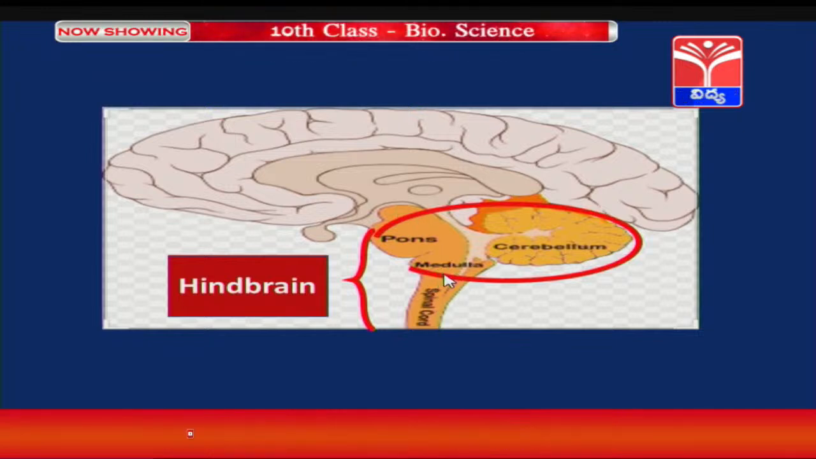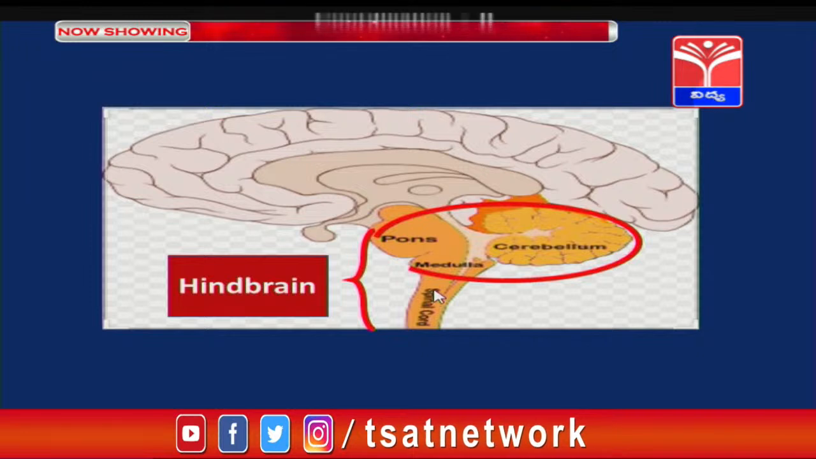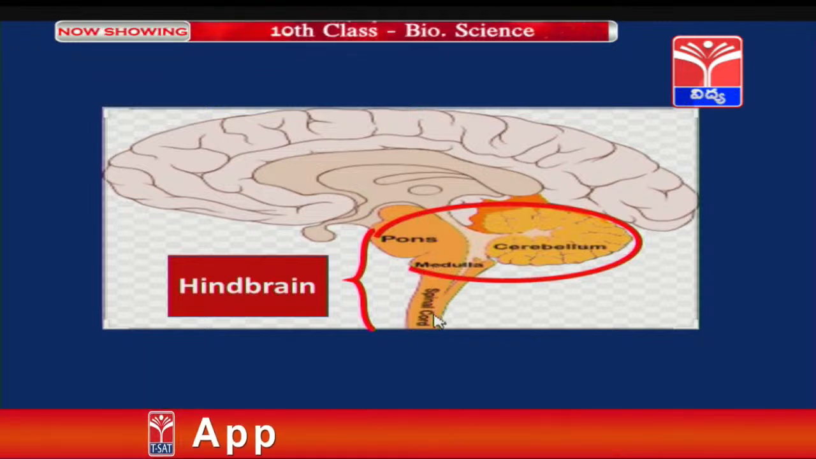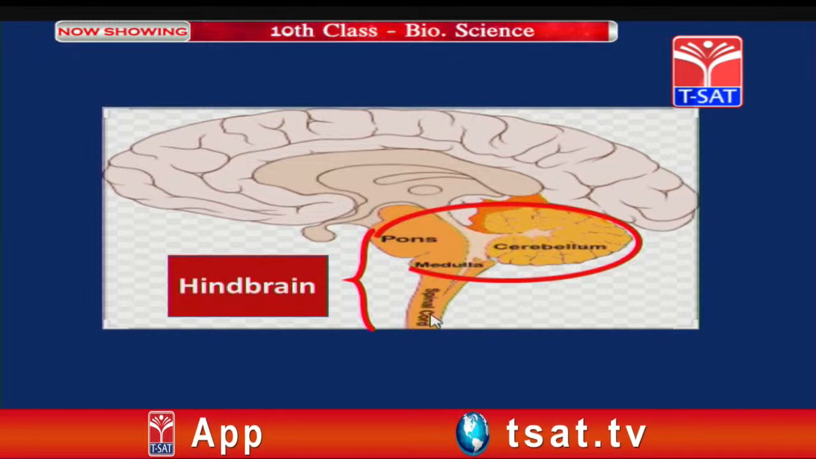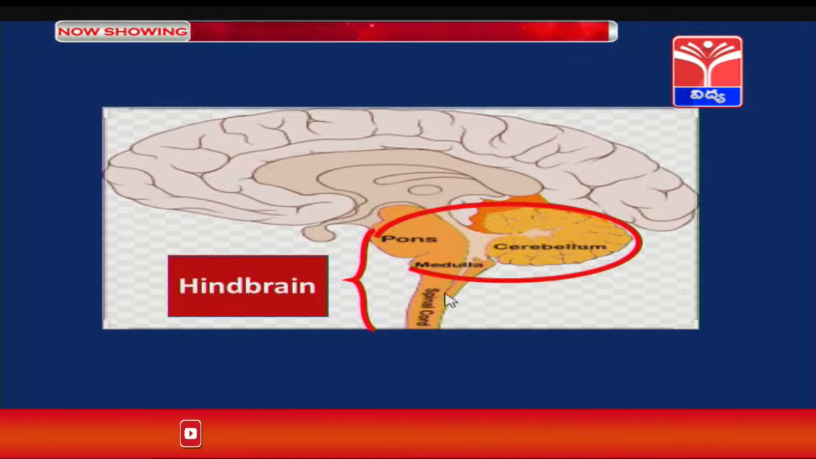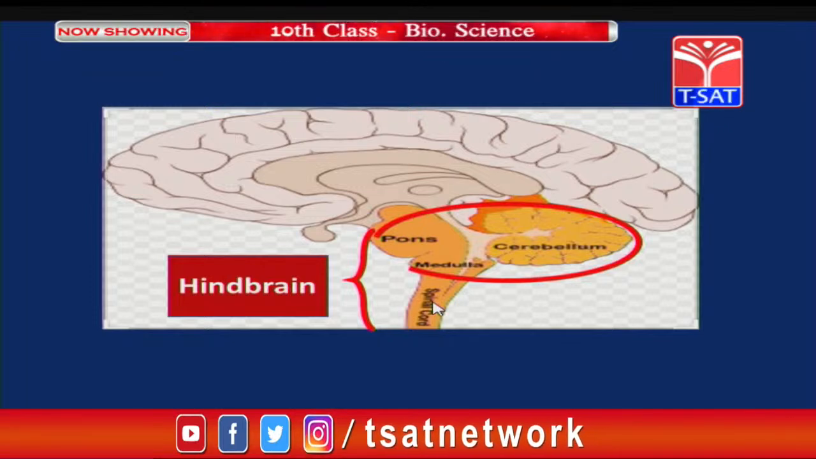The last part of the hindbrain is medulla oblongata. The midbrain, the pons varolii and the medulla oblongata, these 3 constitute the brain stem. The medulla oblongata is triangular or conical in shape, that is the last part of the brain. This continues as spinal cord that extends into the vertebral column.